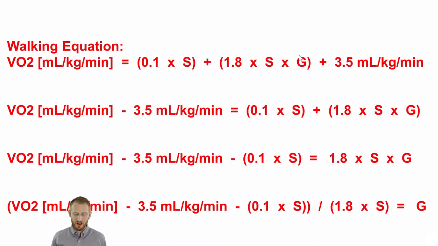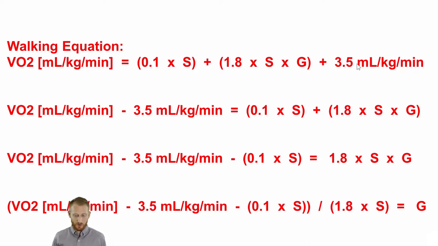Remember, we need to isolate the G, which is the grade, so there's a lot that has to happen here. First thing I'm going to do is subtract the 3.5 from both sides of the equal sign, so that cancels out the 3.5 on the right side and gives us a minus 3.5 on the left. So we end up with VO2 minus 3.5 and then everything else on the right side of the equation except for the original plus 3.5.